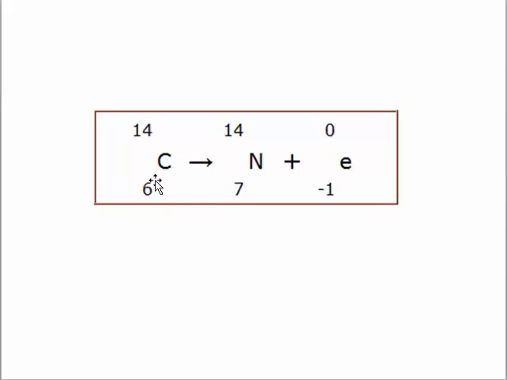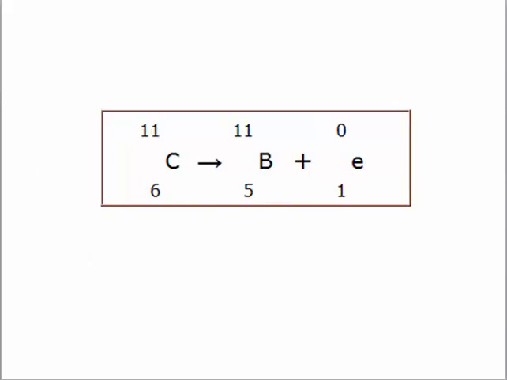So, again, you can see that in this reaction, you have 7 plus -1, which is 7 minus 1, equals 6. And 14 plus 0 equals 14. And you notice that a nitrogen atom is being made and an electron is being released. In this reaction, you can see a positron is being released. 5 plus 1 equals 6. And 11 plus 0 equals 11. And again, 5 protons means that it's boron. 6 protons means that it's carbon.